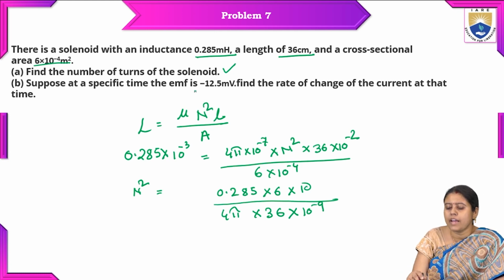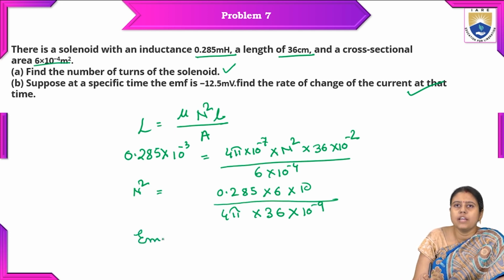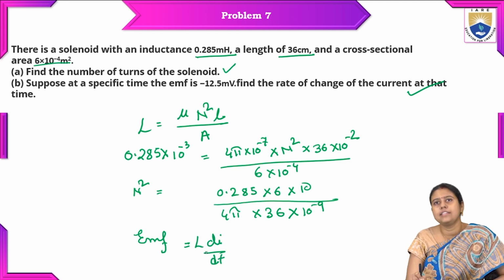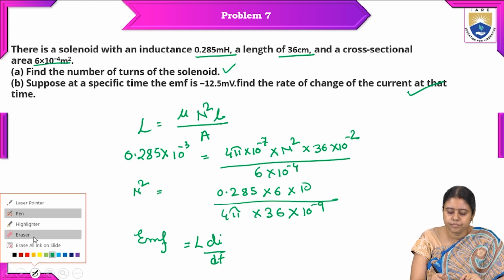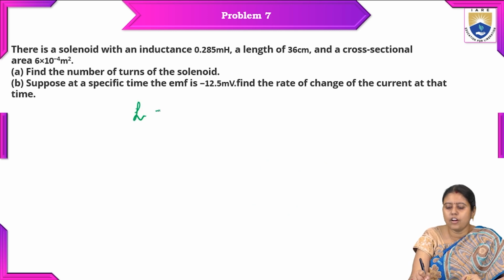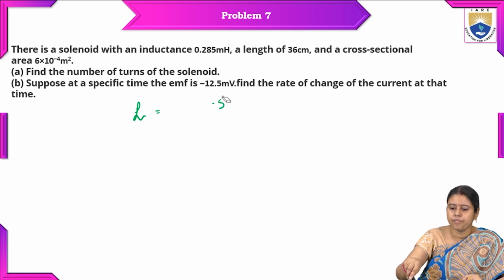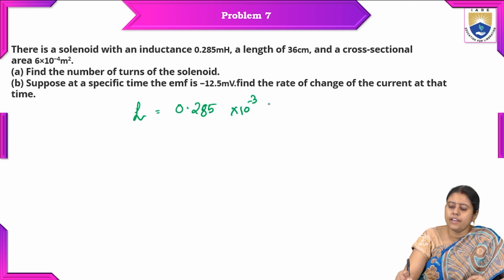Suppose at a specific time EMF is minus 12.5. Find the rate of change of current at that time. We know that the induced EMF is equal to L di by dt. So EMF is minus 12.5, and L is 0.285 into 10 to the power minus 3 Henry.